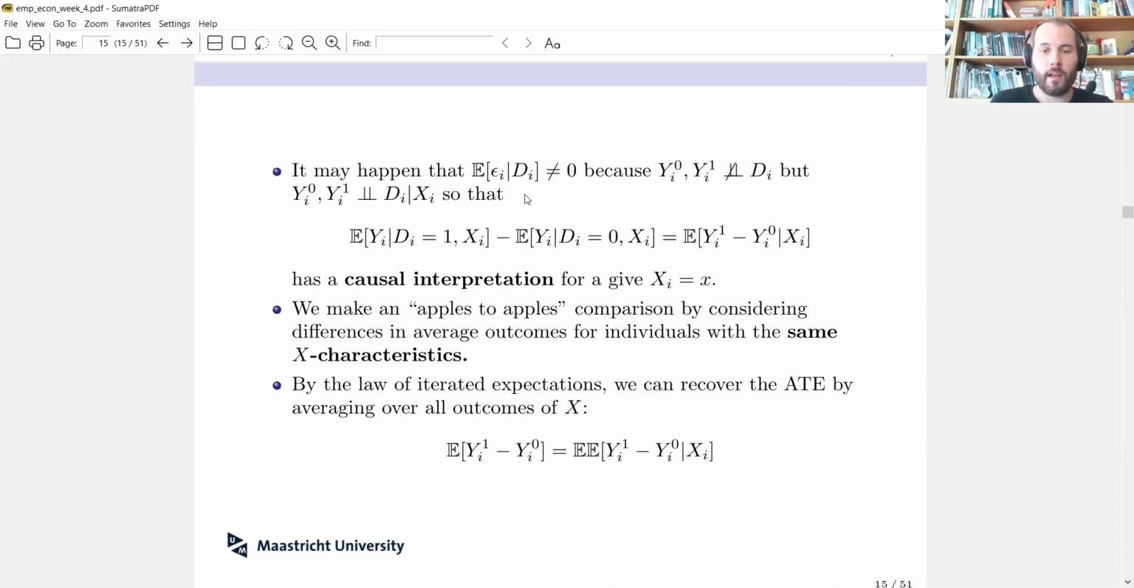Super important. And how do we recover the original average treatment effect? Well, again, we use the law of iterated expectations. We know that when we condition on X, we can simply average across X, and by the law of iterated expectations, this boils down to this thing here. So when we want to recover the average treatment effect for the whole population, we have to average across all values of the X variable.